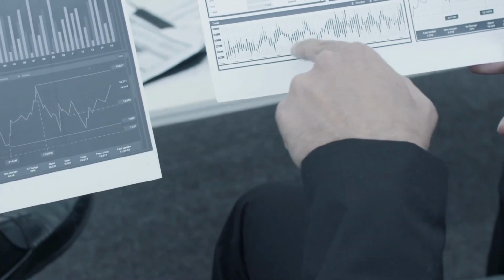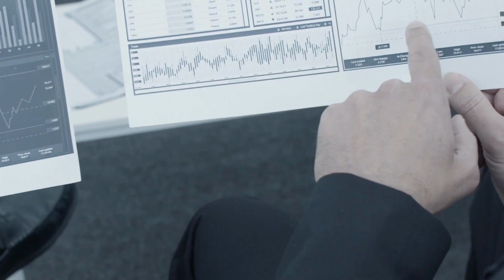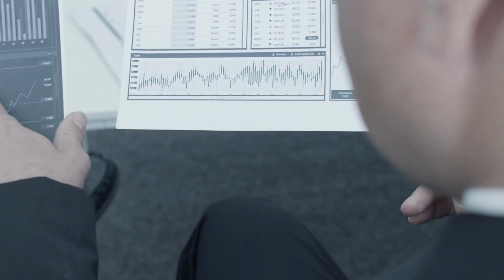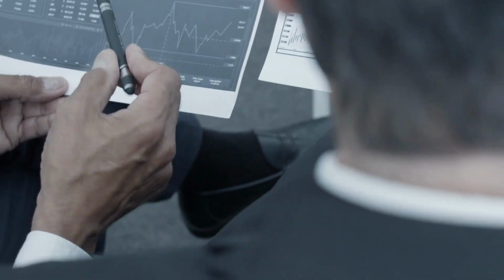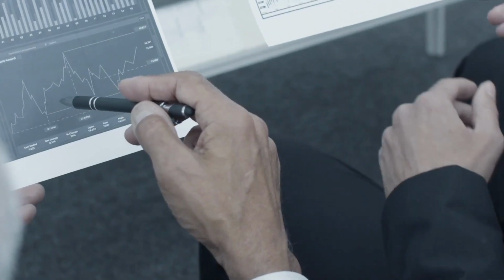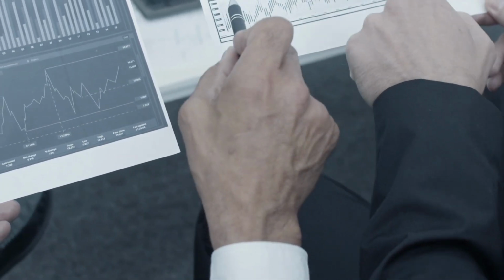Step number 4, make your investment. Once you've chosen an index, simply go ahead and make that investment. This typically involves selecting the fund and the amount you want to invest and placing the order through your brokerage.